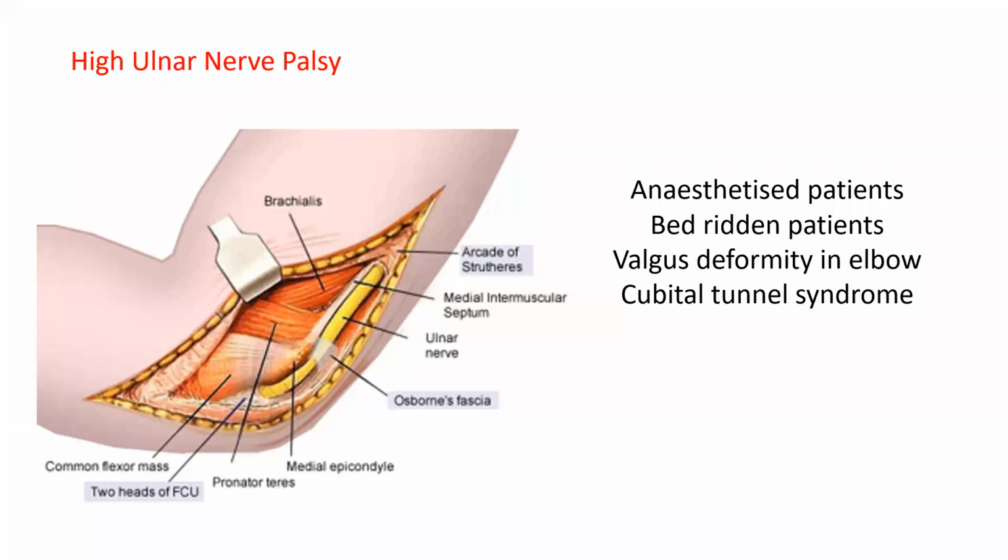And otherwise, the most common is the cubital tunnel syndrome, like the carpal tunnel syndrome for the median nerve, cubital tunnel syndrome for the ulnar nerve. It passes through the osteofibrous tunnel bounded by the Osborne's fascia, the medial epicondyle and the olecranon. As it passes through this tunnel, any pathology within this tunnel can give rise to cubital tunnel syndrome.